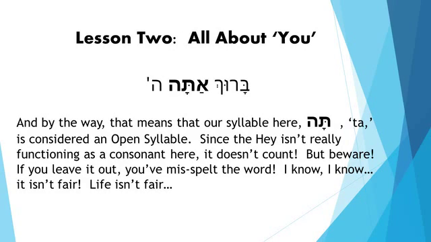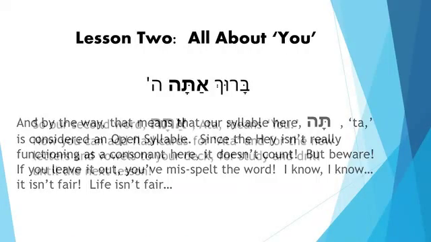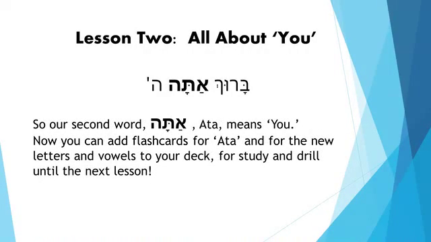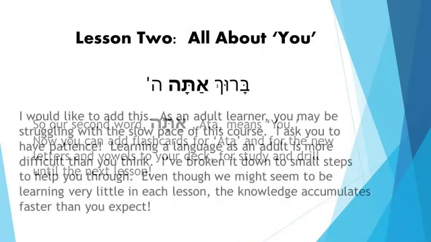And by the way, that means that our syllable here, ta, is considered an open syllable. Since the He isn't really functioning as a consonant here, it doesn't count. But beware. If you leave it out, you've misspelt the word. I know, it just isn't fair. Well, life isn't fair. So our second word, ata, means you. Now you can add flashcards for ata and for the new letters and vowels to your deck for study and drill until the next lesson.